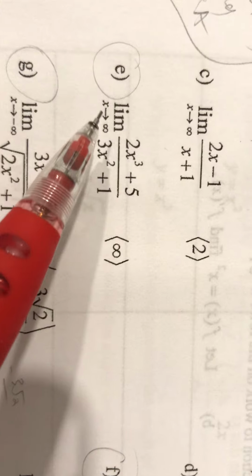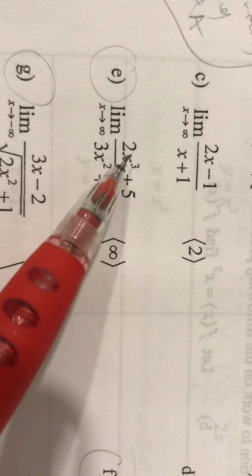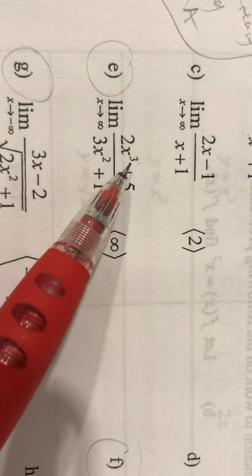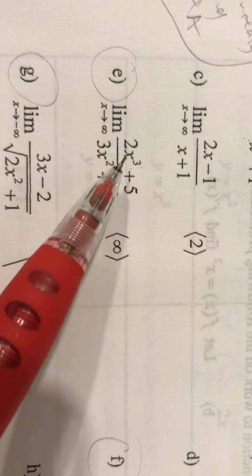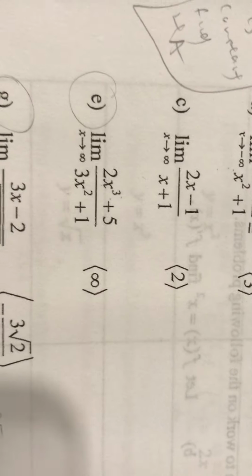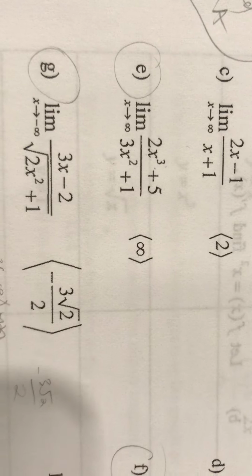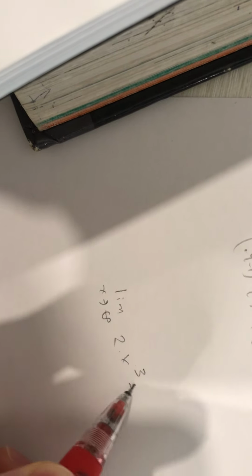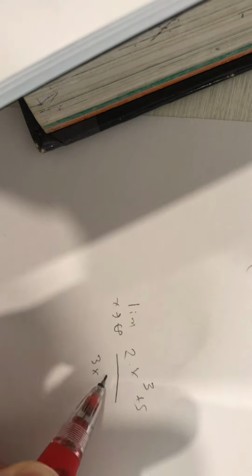Okay, so here are some harder ones that I circled. So we have the limit as x approaches infinity of 2x to the third plus 5 over 3x squared plus 1. So you can see that 3 is greater than 2, so the power is greater on the top than on the bottom. So for that one, you will, limit as x approaches infinity, 2x to the third plus 5 over 3x squared plus 1.